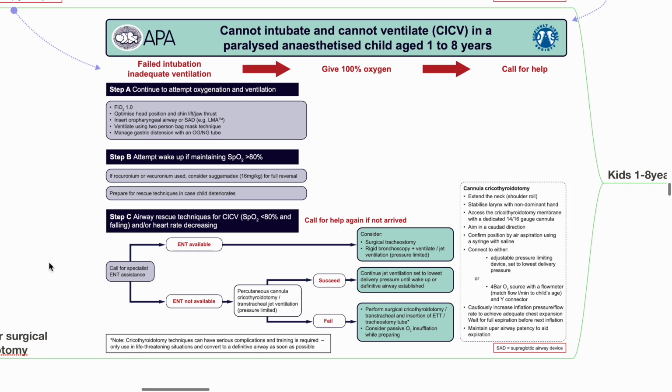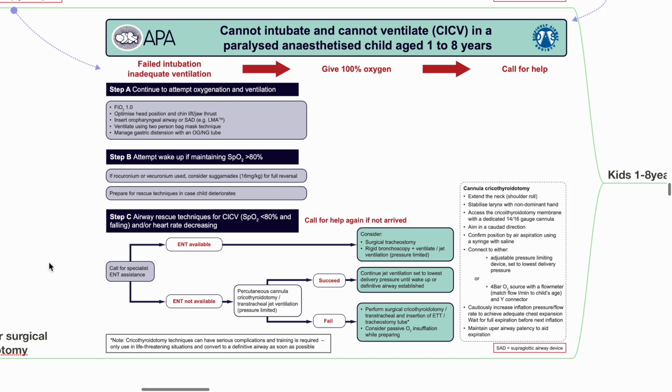Step A, continue to attempt oxygenation and ventilation with FiO2 1, optimize head position, chin lift and jaw thrust, insertion of oropharyngeal airway or SAD, ventilate using 2-person back mask technique, manage gastric distension with OG or NG tube. Step B, attempt wake up if maintaining SpO2 more than 80%. If rocuronium or vecuronium used, consider Sugammadex 16 mg per kg for full reversal. Prepare for rescue techniques in case child deteriorates.